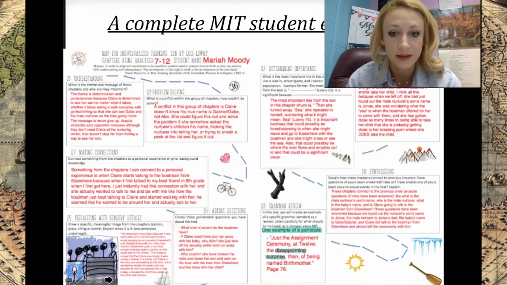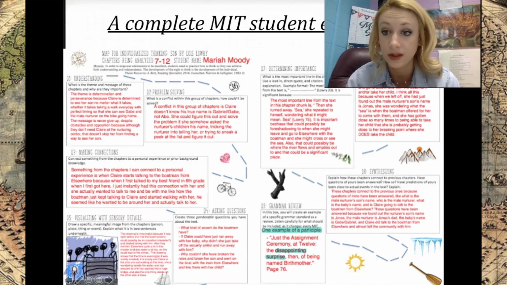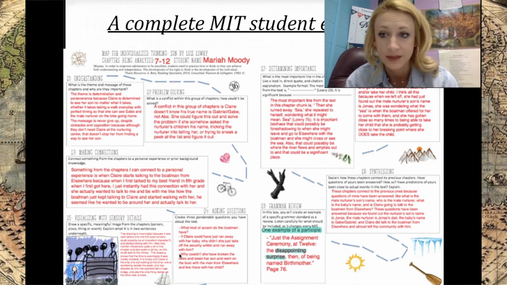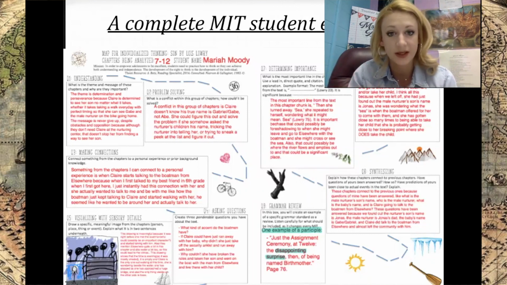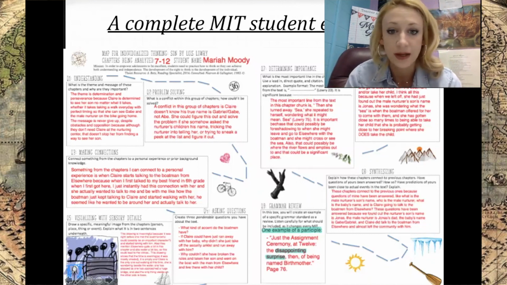So I'll give you a little example of what this will end up looking like. This is what a completed MIT will look like. This is a past student's work. So you'll see it's detailed, it's thorough, it's in complete sentences. This box, Q5, is the only one where you are drawing a picture. I know this says drawing inferences, but that means that you're making inferences. You're not actually illustrating something in that box. So just be clear about that. So this is what it will end up looking like when you're done.